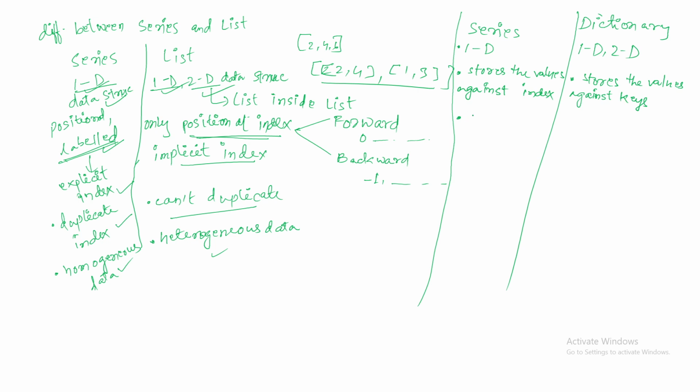Clear? Now the series index is mutable. Mutable means we can change it. Here the key is immutable. This is the basic difference between series and dictionary. Now we will see the difference between series and NumPy.